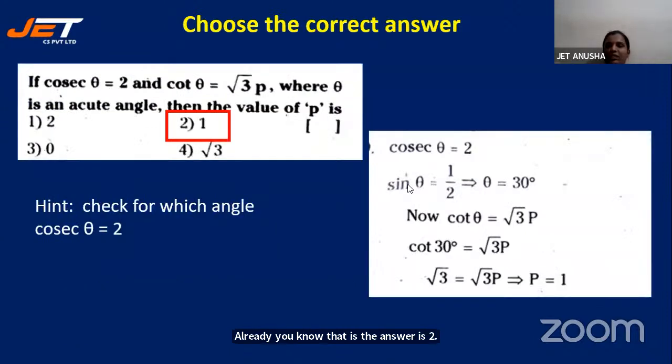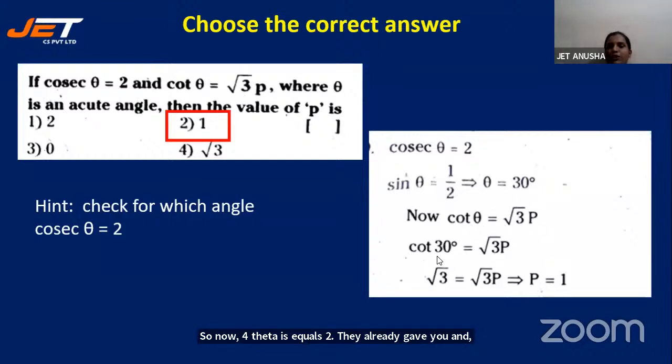So let's see the explanation. Cosecant theta is equal to what we got here, 2. Cosecant theta is nothing but 1 by sin theta. When cosecant theta is 2, sin theta is nothing but 1/2. So where will we get sin theta equal to 1 by 2? That is at 30 degrees. Now cot theta, they already gave you, is equal to root 3p.